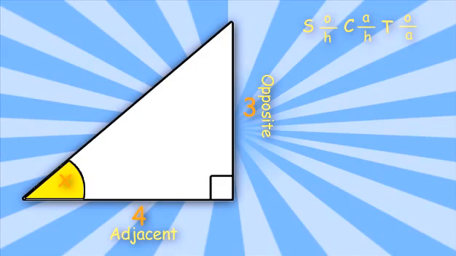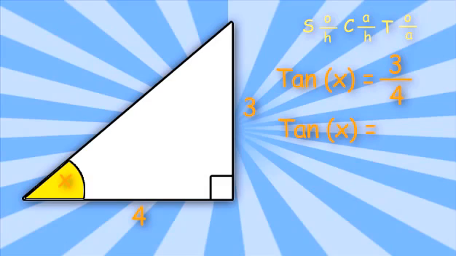I'm given opposite over adjacent. Which one of these is opposite over adjacent? This one. So I'll use tangent of x. Tangent of x equals 3 over 4, opposite over adjacent. 3 over 4 is 0.75. Now, we must use the tangent inverse of 0.75 to find the value of x. Using our calculator, x equals 36.87 degrees.